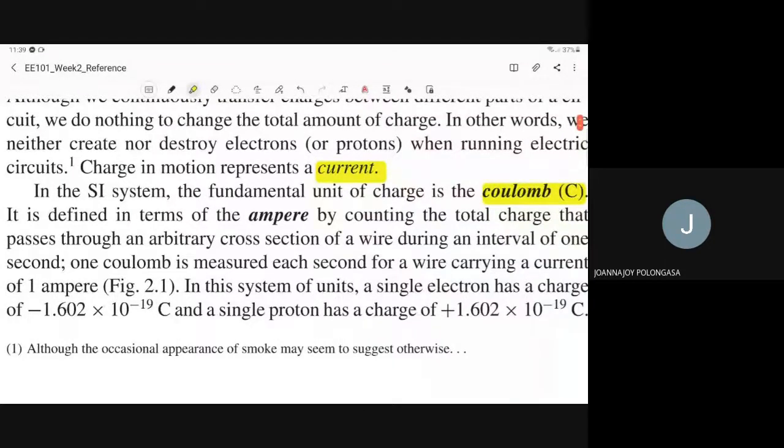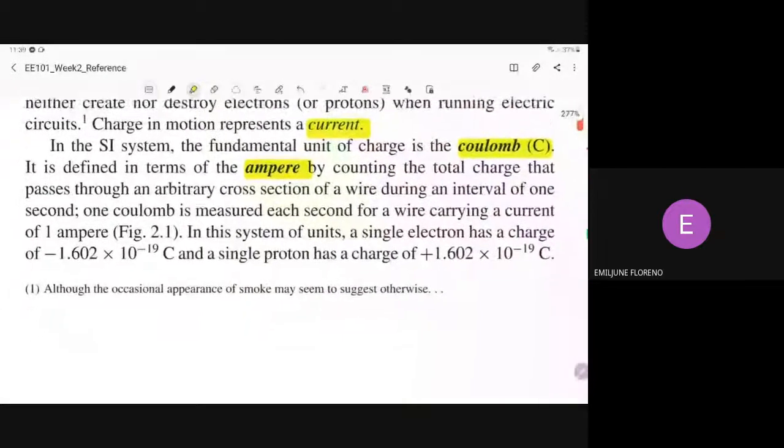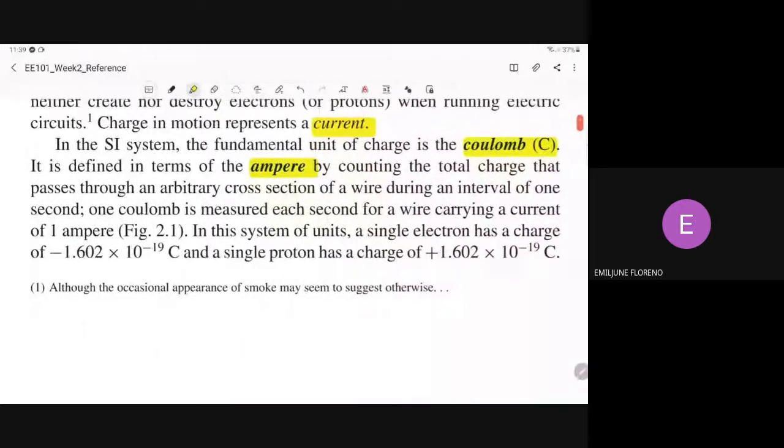But kung mag-move na ang charge, unsa gitawag adto? Current. Okay, so kung mag-move na ang charge, it will be labeled as current and the unit would then be ampere. So we have some charges nga dapat i-memorize here, which is very common sa board exam, no?